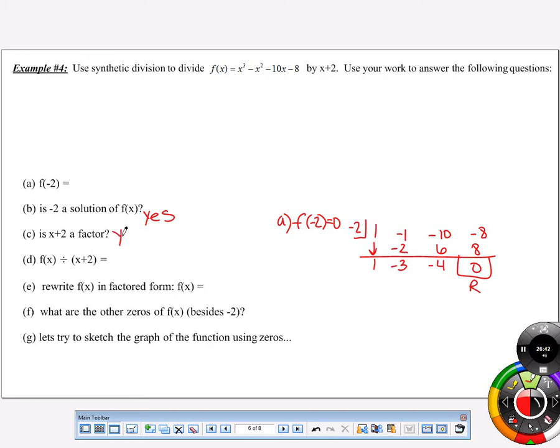Okay? What is f of x divided by x plus 2? Somebody raise your hand and give me the polynomial. Anna. Oh, you weren't raising your hand. I see Austin and Damien and Zeke raising it. Yes, Kyle. Good. x squared minus 3x minus 4. And we're getting that right here, right? Okay, so let's rewrite f of x in factored form.